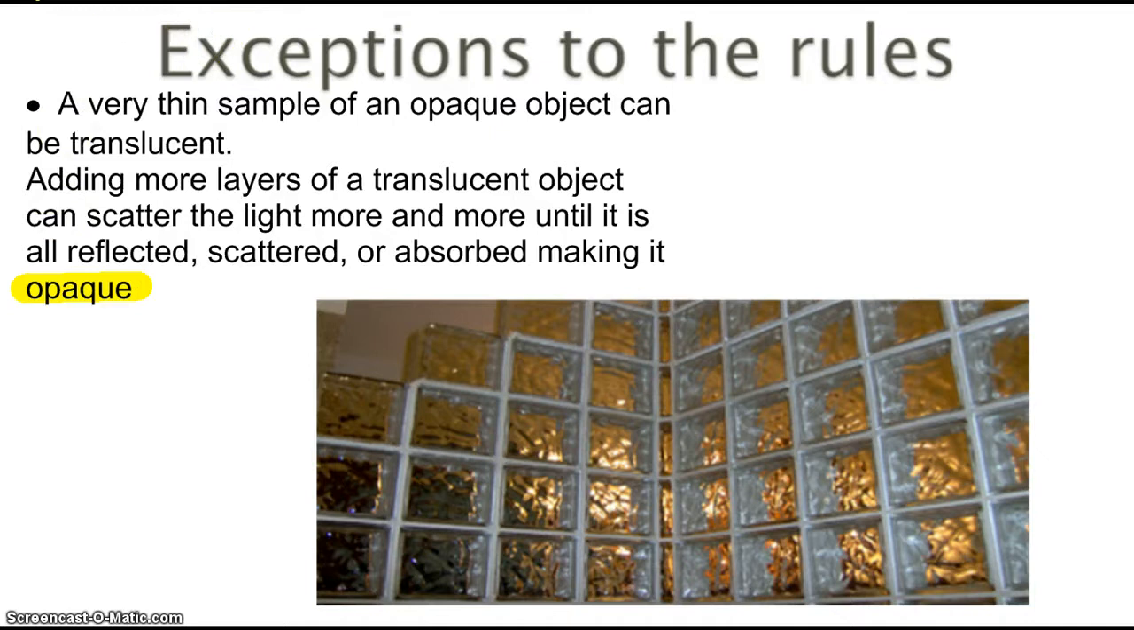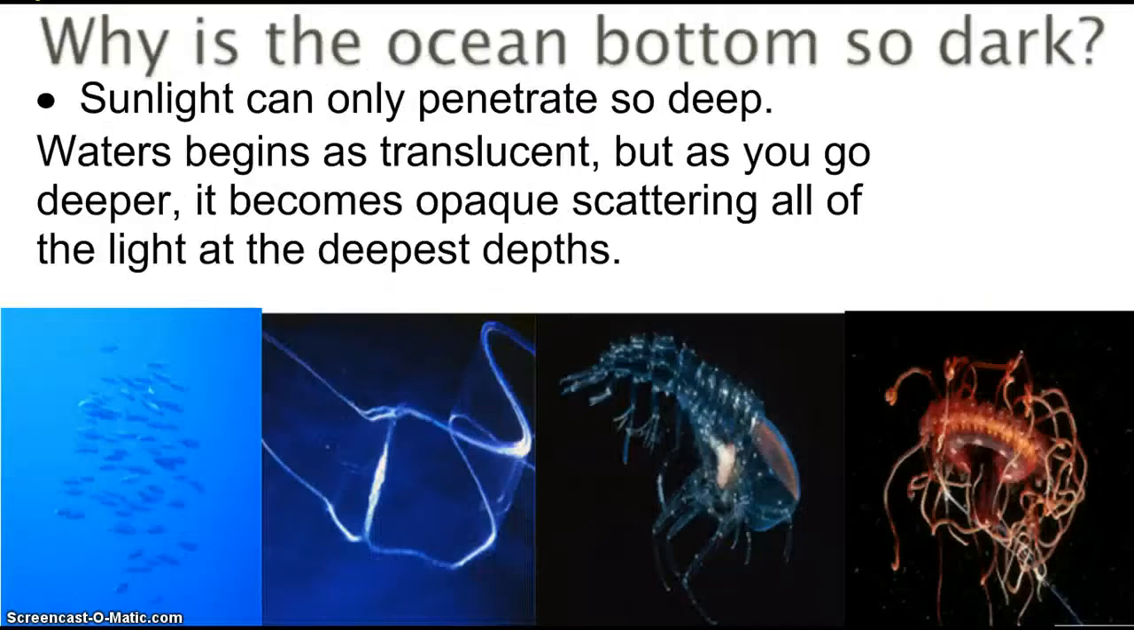Alright? So that's the real exception to the rule. Why is the ocean bottom so dark? Well, it kind of goes back to adding more and more layers of translucent objects. Sunlight can only penetrate so deep. Water begins as translucent, but as you go deeper it becomes opaque, scattering all of the light at the deepest depths, and we get kind of eerie, creepy looking creatures at those deepest, darkest depths.